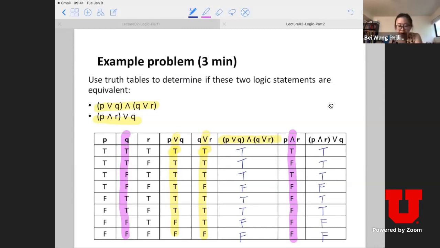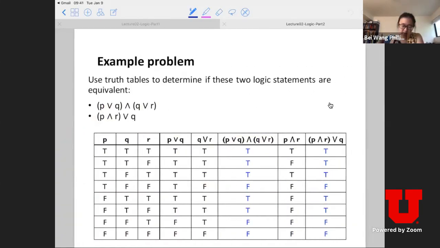Okay? So now we have decided that those 2 things are logically equivalent because the 2 columns I just filled out are identical. And this is just a repetition from the previous slide, so you can check your answers.